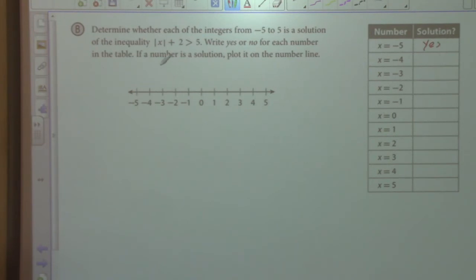-5 plus 2. Okay, let's write that out. Marcus has a question about it. 5 plus 2. Oh, absolute value, yeah. Is that greater than 5? Yes, because that's 7, right?